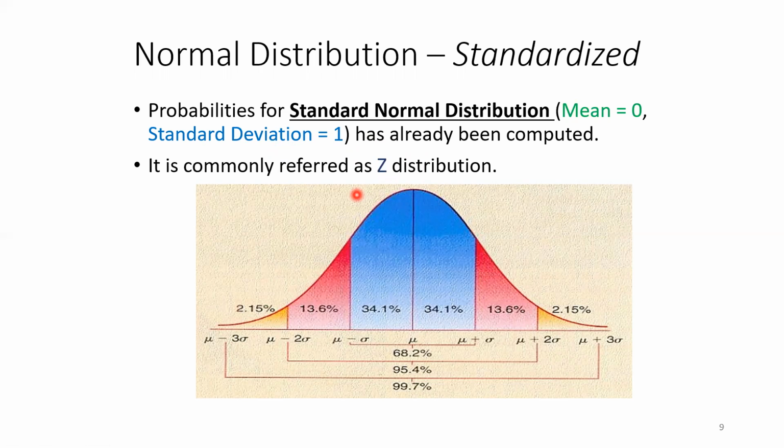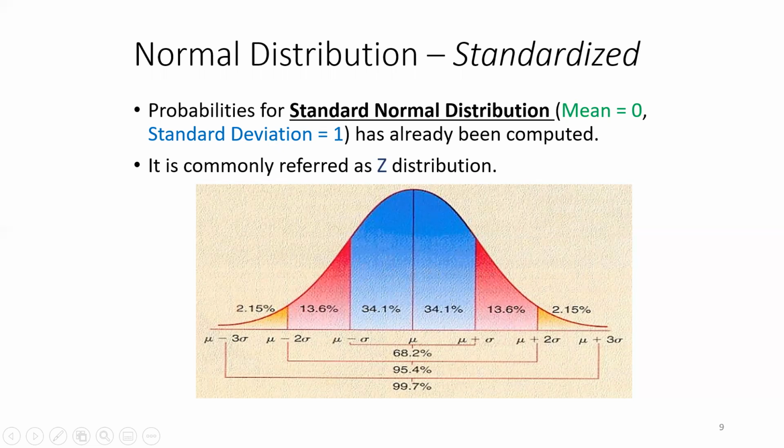So another name for the standard normal distribution is the z distribution. If we are using the z distribution, we are actually referring to the normal distribution which is standardized with mean 0 and standard deviation equal to 1, and its probabilities are calculated. Like here, the mean point is at the center, and the movement to the left side and the right side, as I told you, depends on the standard deviation.